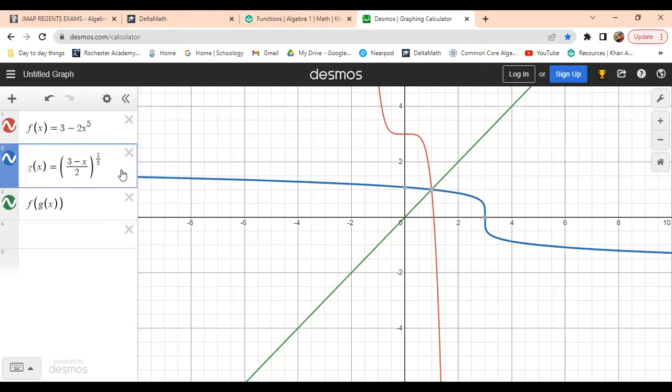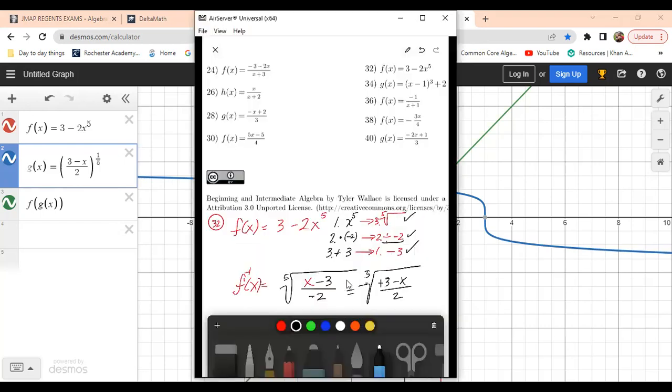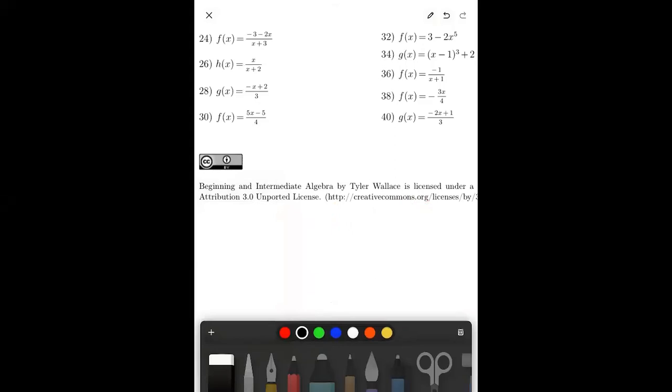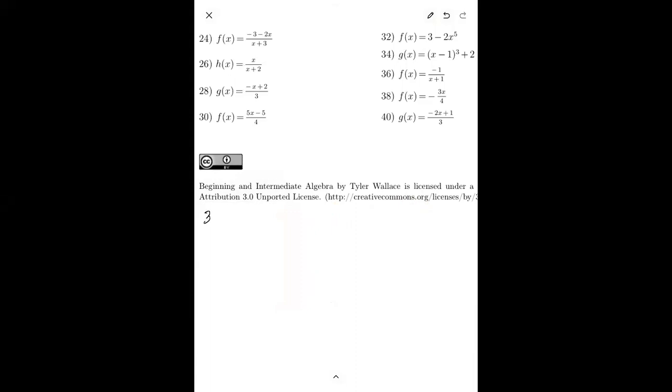All right, I think I'll try one more. So let's go back to my iPad real quick. Let's try number 30. So number 30 is f of x equals 5x minus 5 over 4. This is a linear function, and so the inverse should be a linear function. And we're going to find it and check it to make sure it's correct.